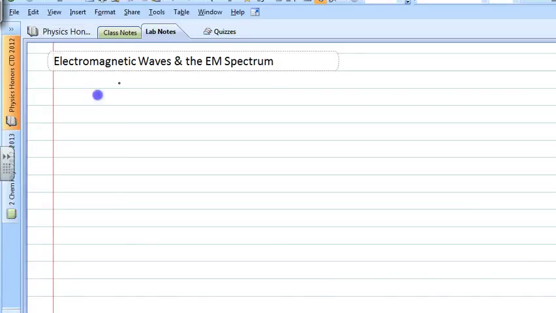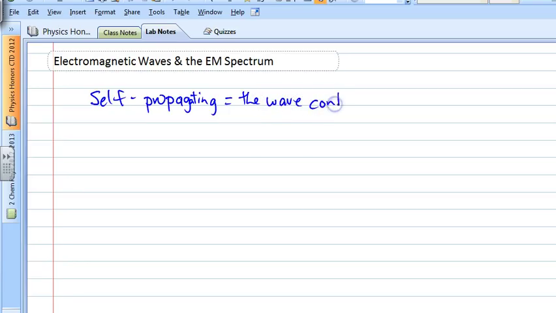This is called self-propagating, and I can't spell tonight. Okay? Self-propagating means that the wave continues and it travels at the speed of light, c, unless it interacts with something.